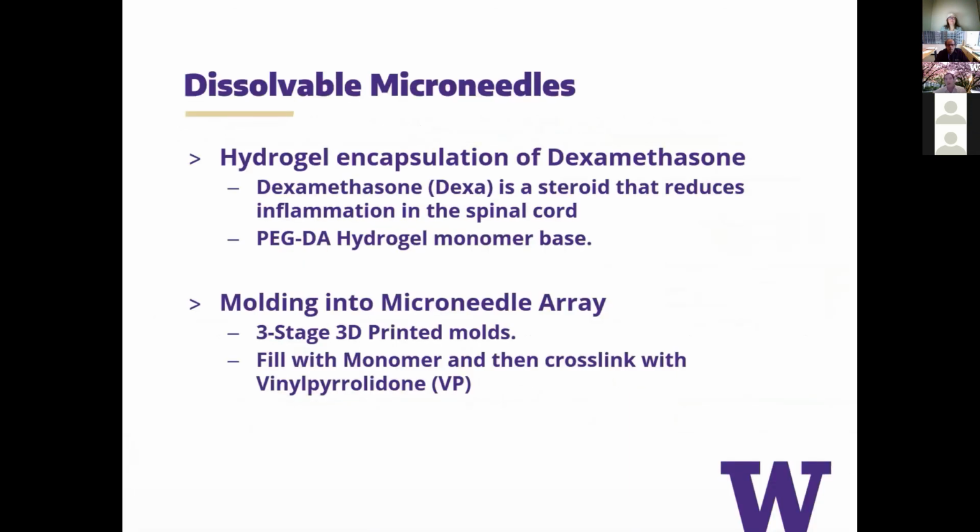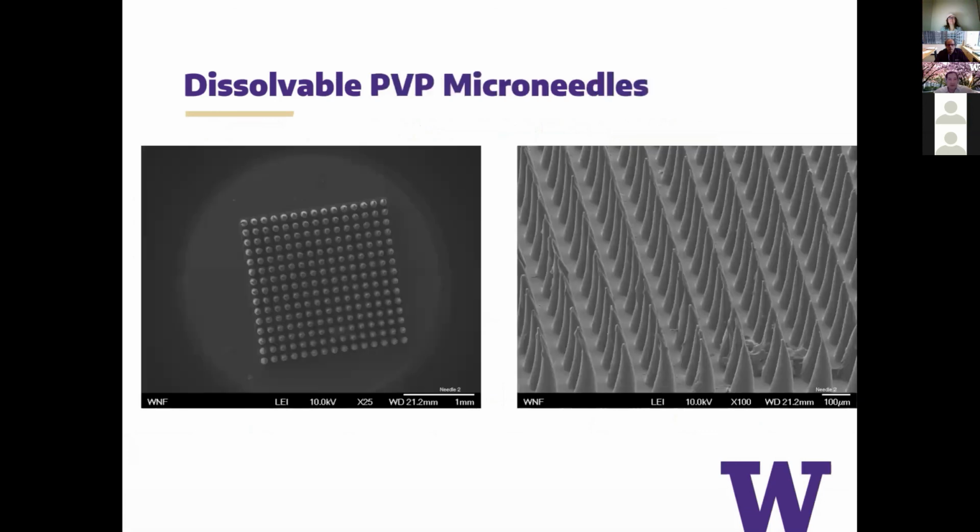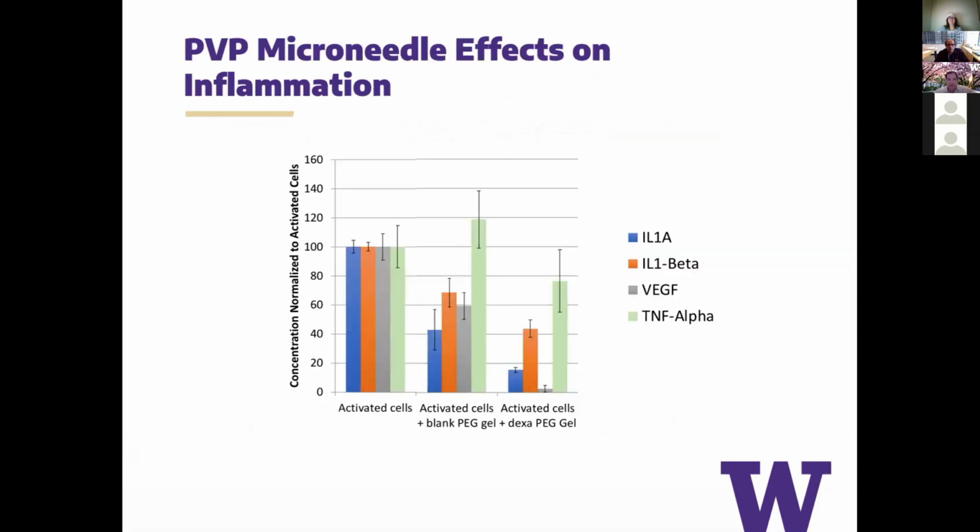We also wanted to develop a dissolvable system, which would not need to have an external power system. And so we've done that with a PVP PEG diacrylate hydrogel system. We did this by making three-dimensional molds and then implanting our drug and then UV polymerizing it. Here's a SEM image of what those look like. And we also showed similar efficacy in downgrading inflammatory cytokines with this type of system.